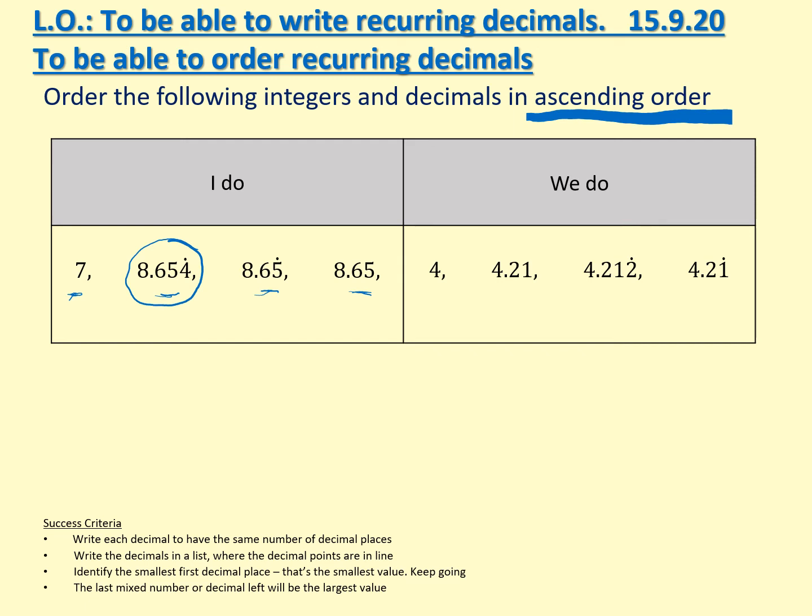So how do we do that? Let's take the first one, 7. 7 needs to have 3 decimal places. We know that every integer has an invisible decimal point and an invisible infinite row of zeros afterwards. So I can write 7 as 7.000. It's the same value, the same as 7 pounds is the same thing as 7 pounds and 0 pence.